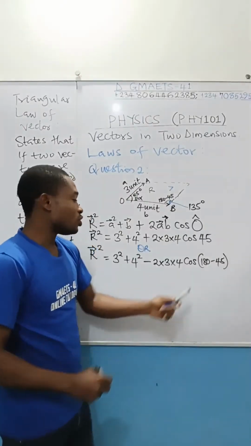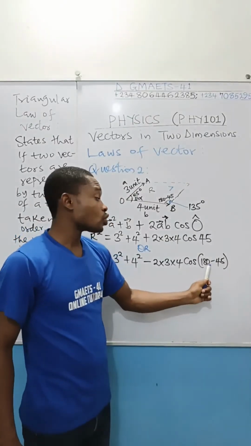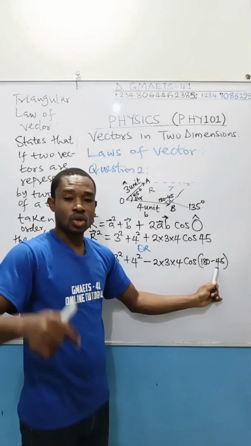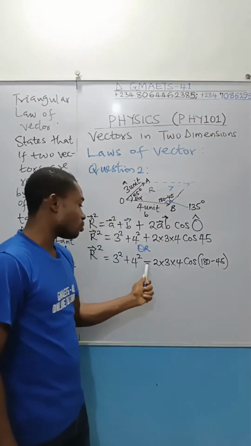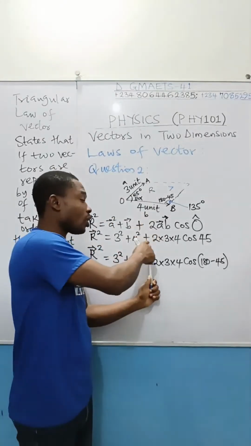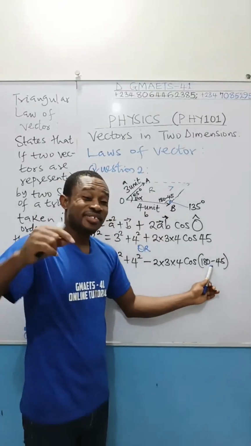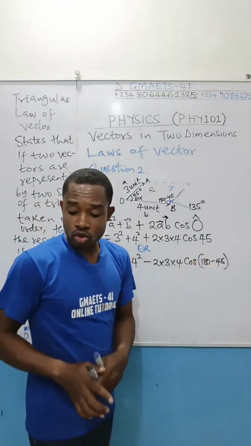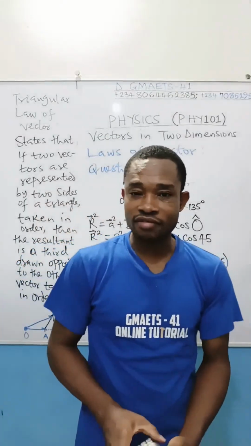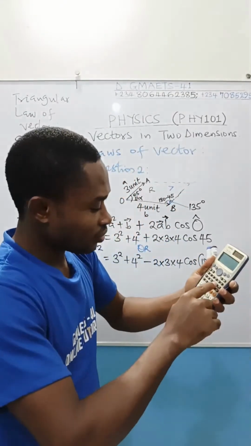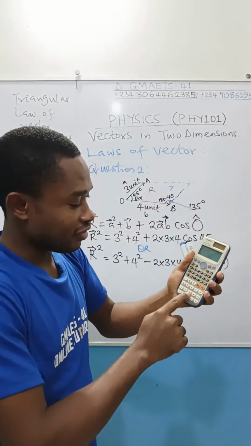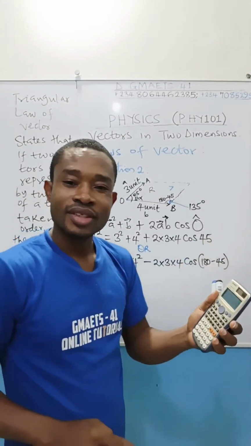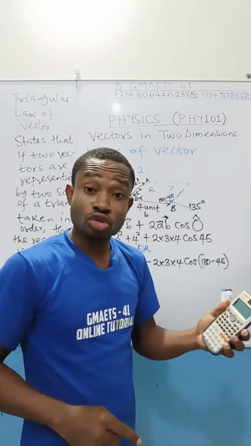And then if you use this one, you're going to get 135. Cos 135 will give you a negative result. That negative result will multiply this negative to change to plus. Cos 135 will be equal to cos 45, but one of it will be positive, the other will be negative. Let me just show you quickly. Cos 45 is 1 over root 2.